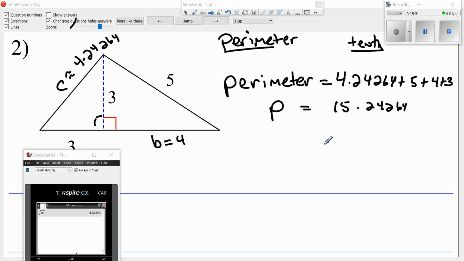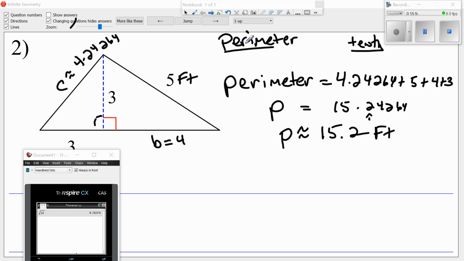We use a capital P here. So perimeter, and this is actually approximate now, is approximately equal to 15.2, round to the nearest tenth. Here's my tenth spot, so it's going to be 2. And suppose these were in feet, so it would be feet, not feet squared, but just feet.